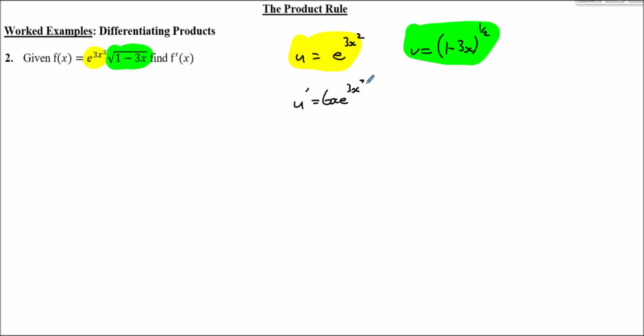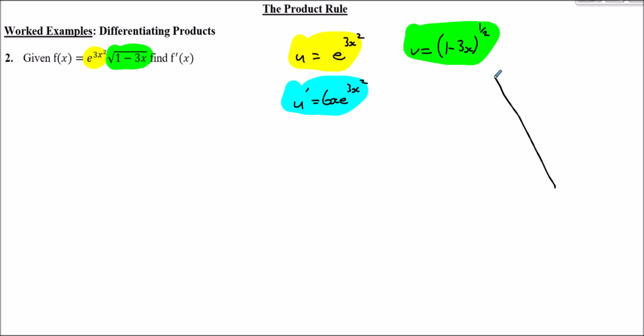Essentially, to work out u', what we can do is differentiate the function of x which is in the power, bring it to the front, and then we have e to the 3x squared as it is. So if you don't believe me, try it yourself: put u equals e to the some other thing and apply the chain rule. You should hopefully convince yourself that u' is indeed this thing here. Now v is slightly trickier. v is 1 minus 3x all to the power of a half.